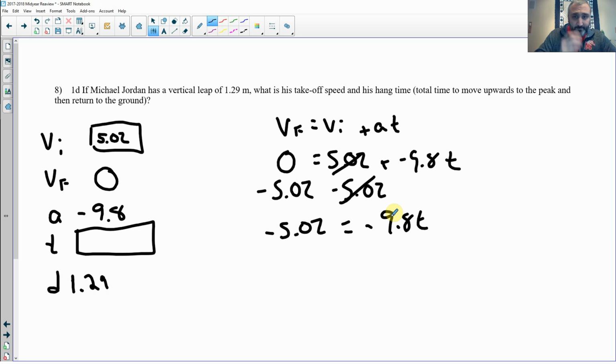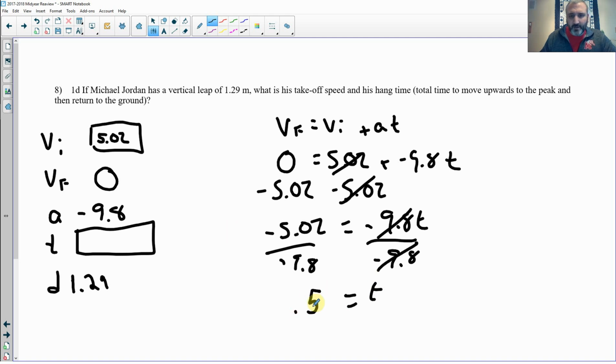Negative 5.02 divided by negative 9.8, because we're going to divide both sides by negative 9.8. Those cancel. Time is going to be 0.512 seconds. So that's the time to go from 5.02 meters per second to 0 meters per second, which means it's the time it takes him to go up.